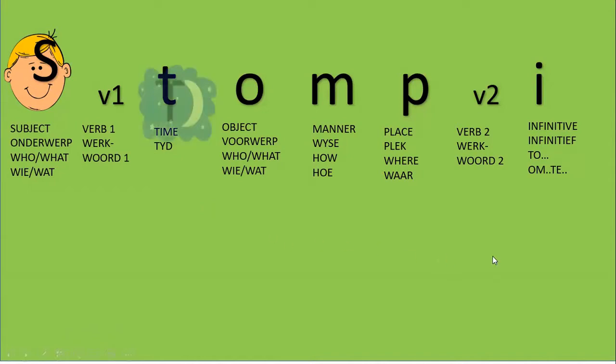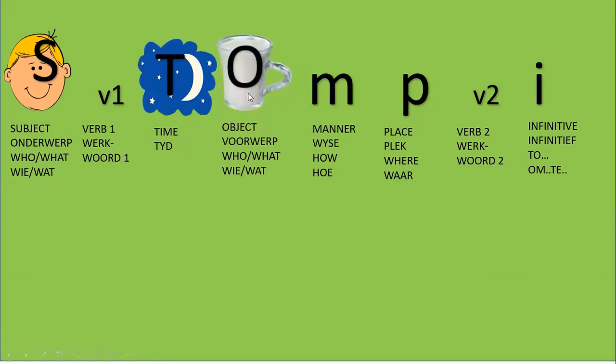Wat is tweede? Then we get the time. The T for time or for the time. When you see the T, you remember the time. It's night time with the moon and the stars. Then we get the object. And the object in this case is the milk that he's drinking. Die voorwerp of who or what or wie or what. Now die seun, what's he doing with the milk? The milk is the object.